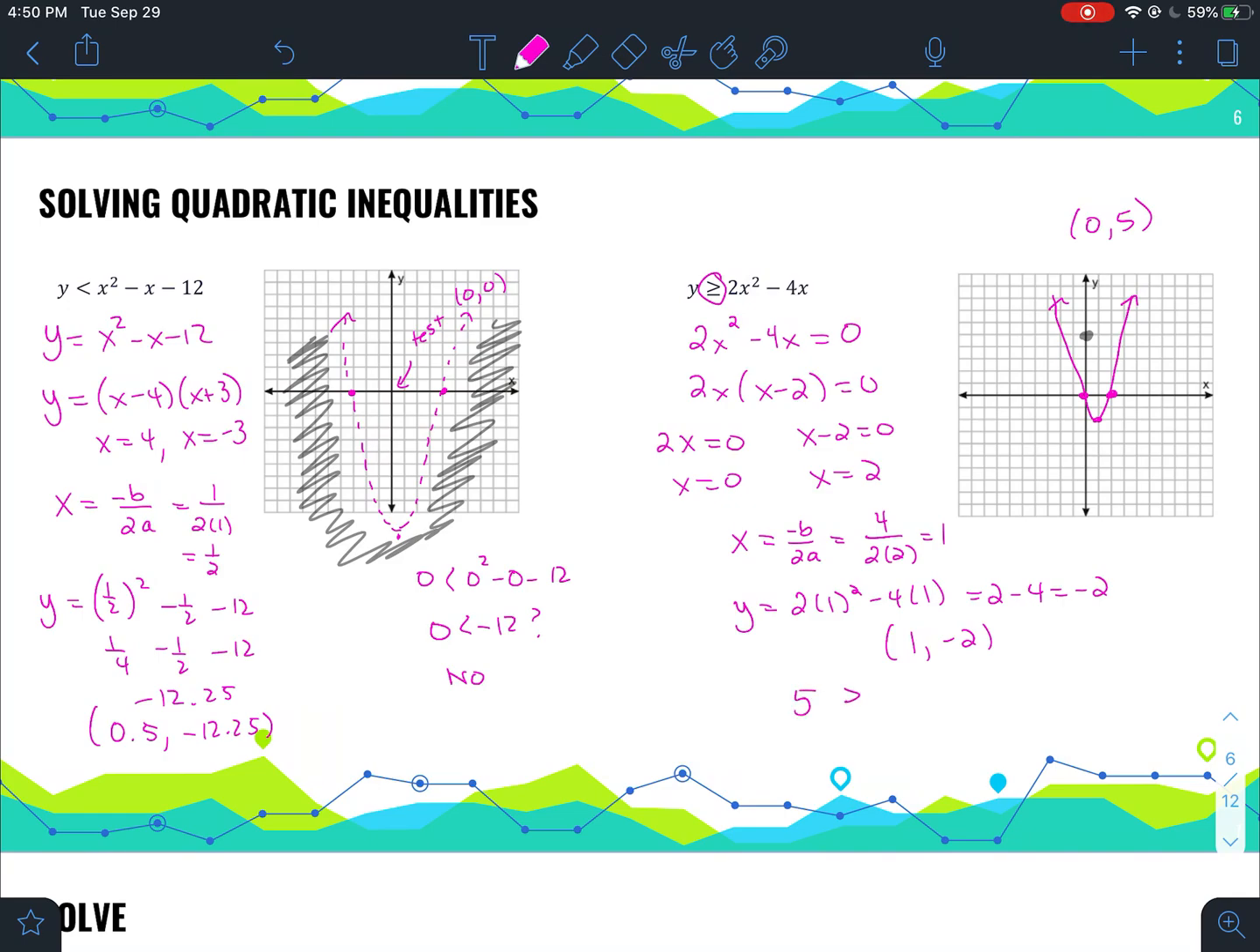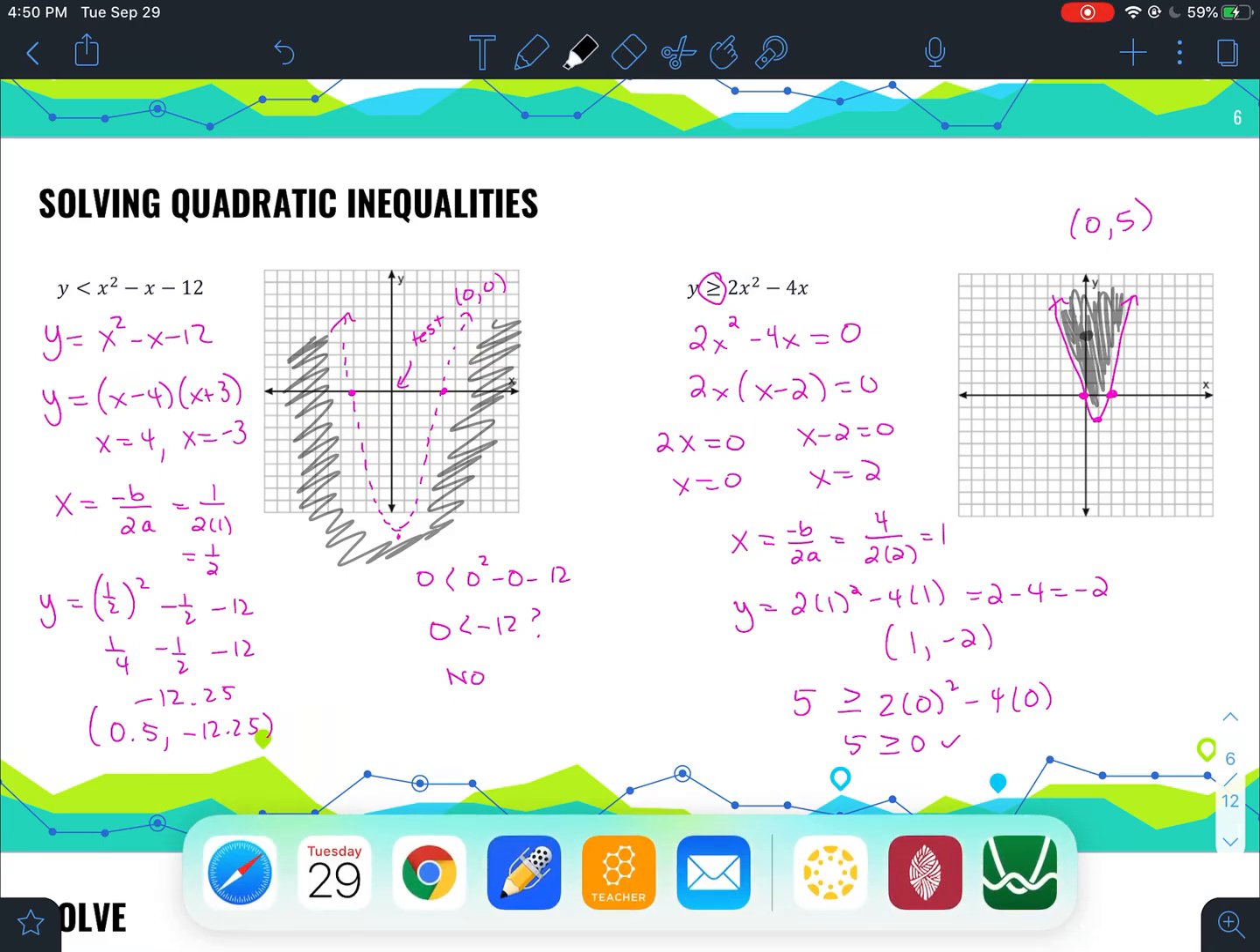So is 5 greater than or equal to 2 times 0 squared minus 4 times 0? So is 5 greater than or equal to 0? Yes, it is. So I want to include that. So I'm going to shade inside the parabola this time. So all of the points inside the parabola would be solutions.